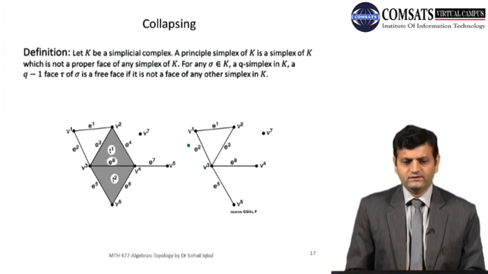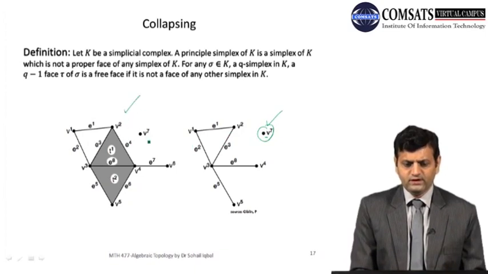Now our next discussion is collapsing. If K is a simplicial complex, a principal simplex of K is a simplex of K which is not a proper face of any simplex of K. For example, V0 is not a proper face of any simplex of K, so it is a principal simplex. Similarly V7, T1, T2, E1, E2, and E7 are not proper faces of any simplex. But V6 is a proper face of E7, so V6 is not a principal simplex.